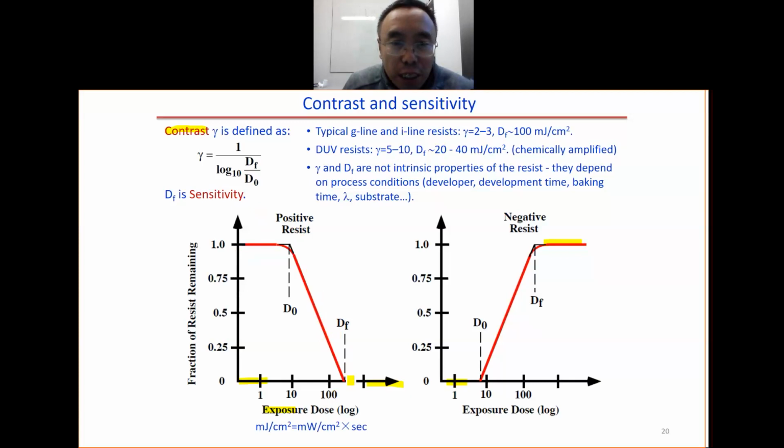So the slope of this transition area determines the contrast. Ideally, you can imagine, we want something like this. Ideally, we want a sharp transition. We want a very sharp transition. Then we want something like this, from here, come down. This is the ideal case. Here, come up. We have a very sharp, very abrupt transition. In this case, you have very high contrast. But in reality, there is some slope. So here is the starting point, here is the ending point.